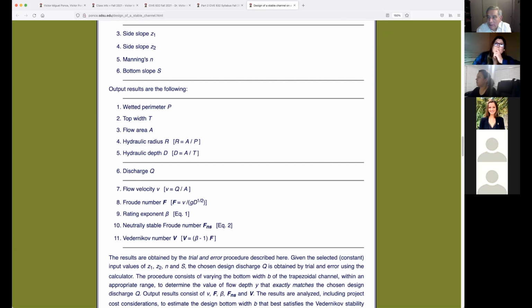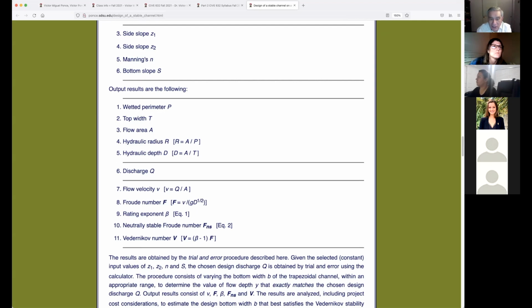Why? Because the Froude number, which is directly tied to the Vedernikov number, is a function of the hydraulic depth, not of the depth, but of the hydraulic depth. So since the hydraulic depth depends on the area and the top width, then it varies with the width and the Z values. So that's the crux of this whole thing.